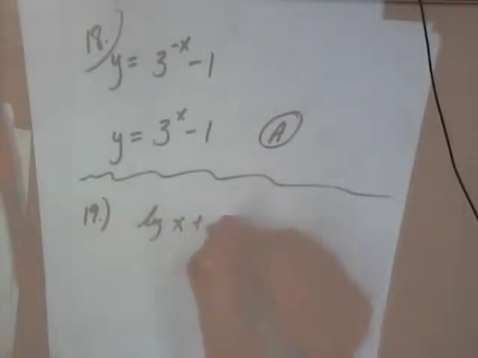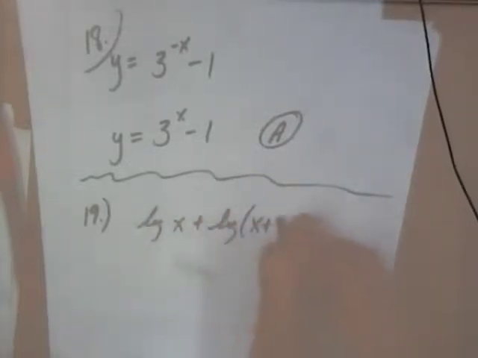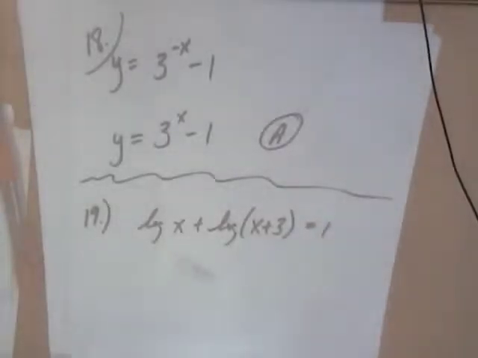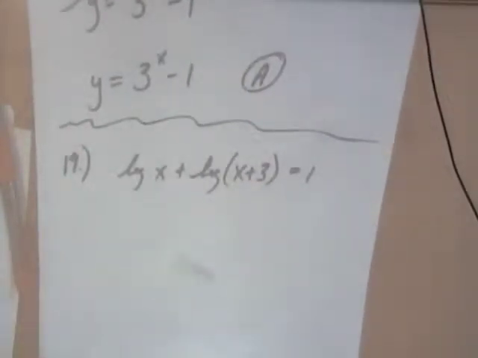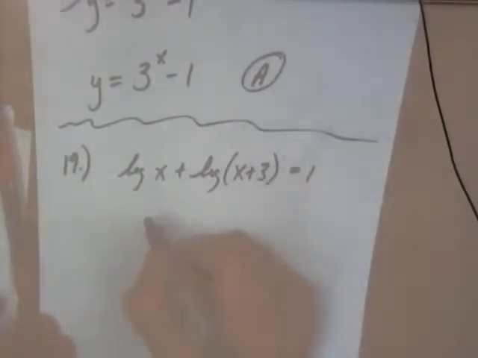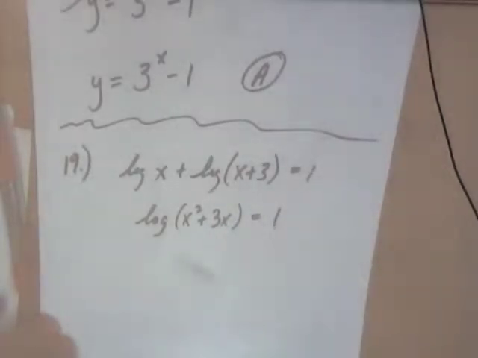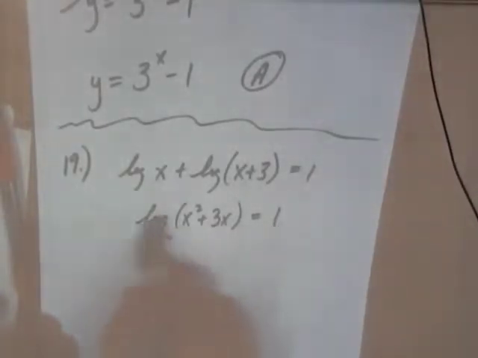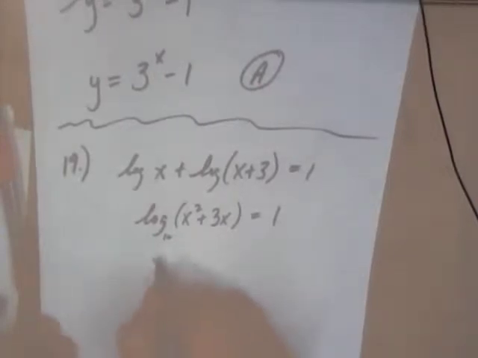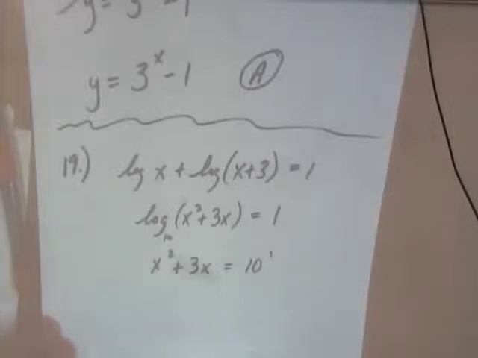log of x plus log of x plus 3 is equal to 1. I need to combine those two logs into one log. What do I do with the x and the x plus 3? Multiply them, so it'll be log of x squared plus 3x equals 1. And now we'll put it in exponential form. What's my base? 10. So get rid of the log and move the base over. So it'll be x squared plus 3x equals 10 to the first power.